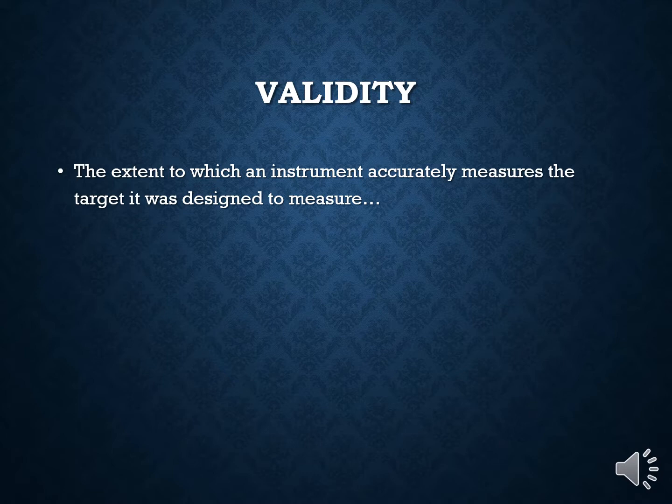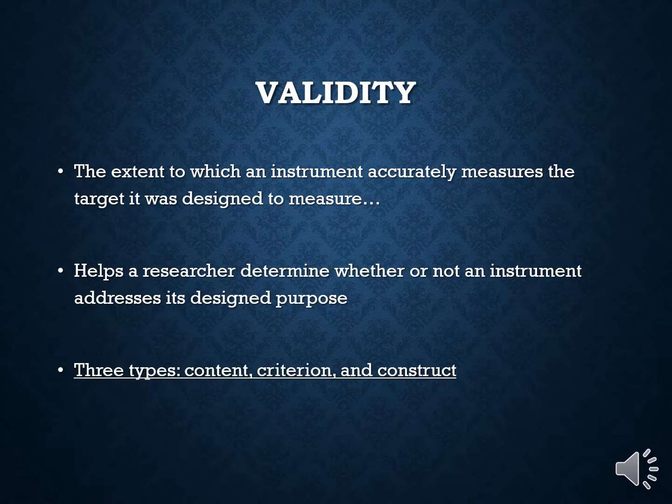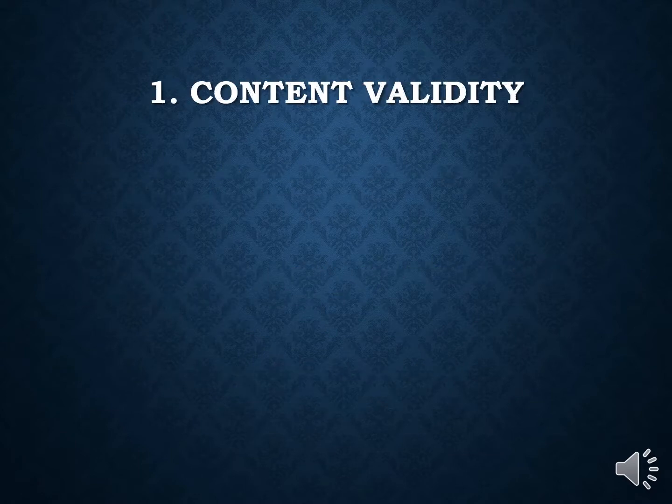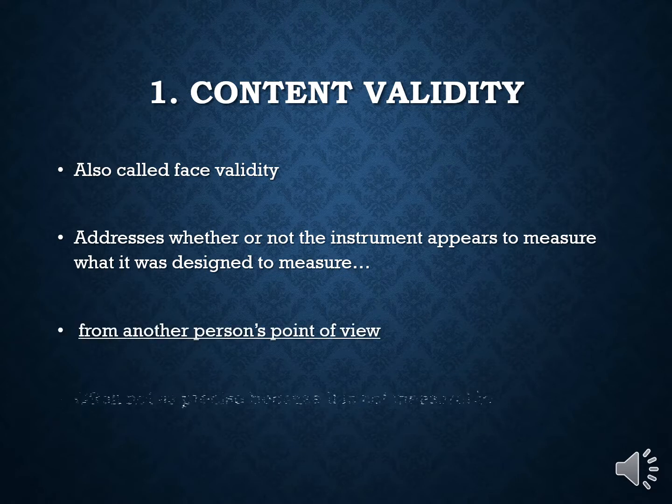Next, we look at the term validity. Validity is the extent to which an instrument accurately measures the target it was designed to measure. It helps a researcher determine whether or not an instrument addresses its design purpose. And typically, there are three types of validity. You have content validity, criterion validity, and construct validity. Content validity is also called face validity. It addresses whether or not the instrument appears to measure what it was designed to measure from another person's point of view. It is often not as precise because it is not measurable.